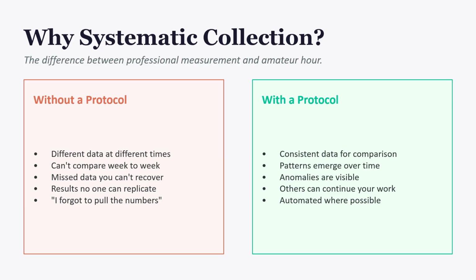With a protocol, you have consistent data. With consistent data, you can see patterns emerge, you can see anomalies, others can continue your work, or they can replicate your work. If you're reporting something that perhaps not anyone wants to see, it's important that they be able to reproduce it, right? And where it's possible, if you have a protocol, you can automate your work.